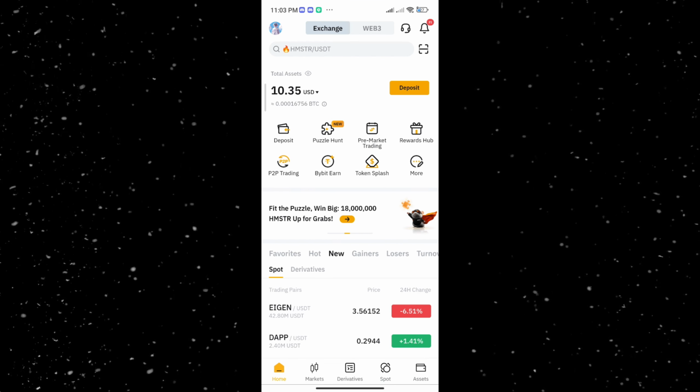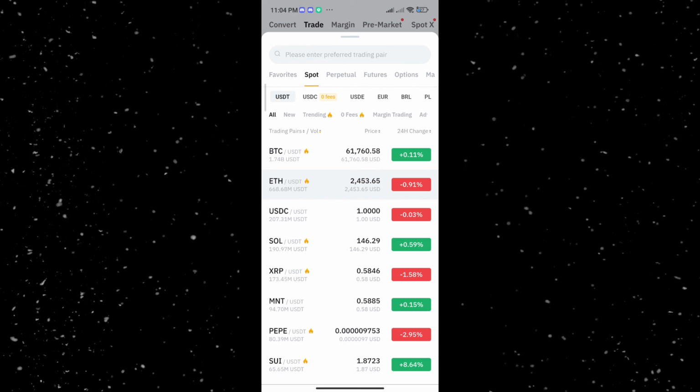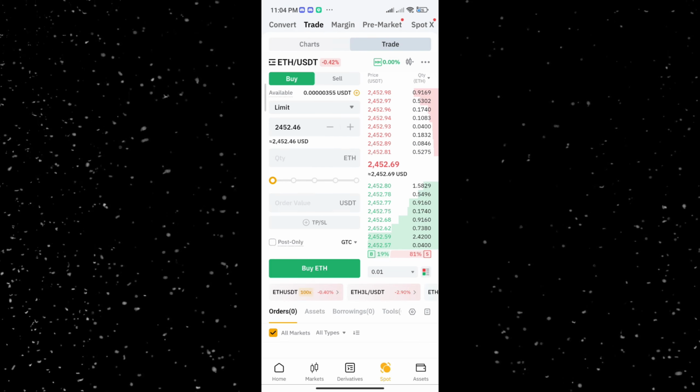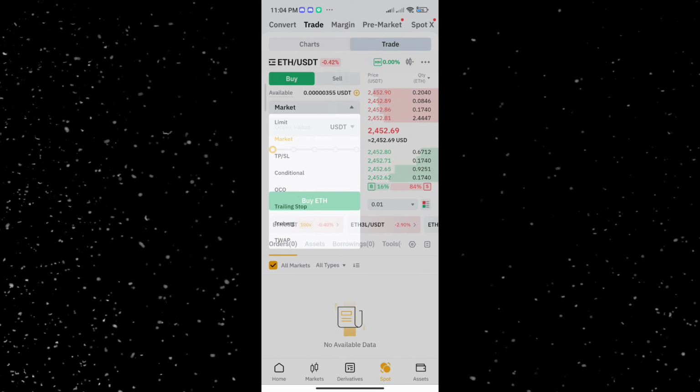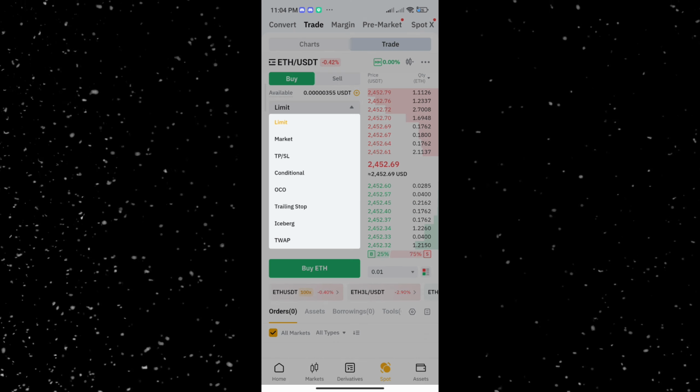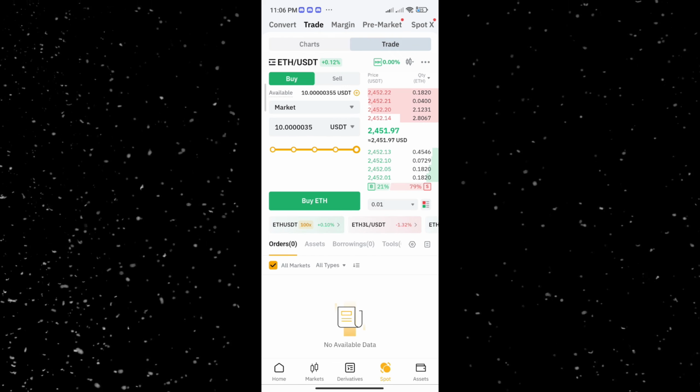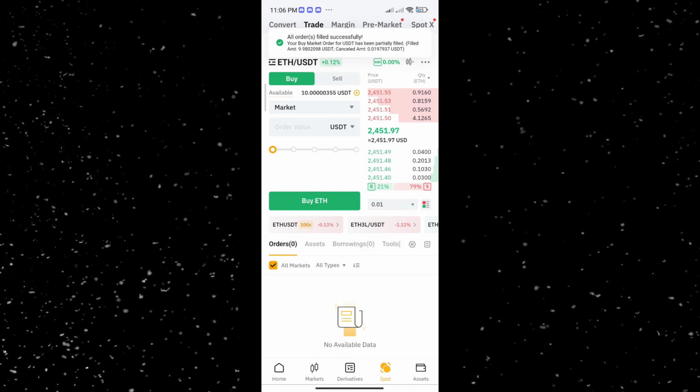Now, let's head over to the trading section and pick the USDT/ETH trading pair. Enter how much USDT you want to spend, and place a market order to buy Ethereum. Easy peasy.